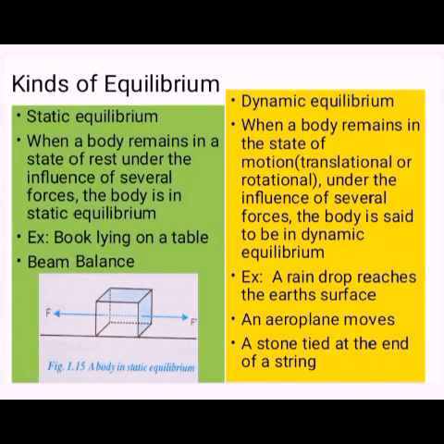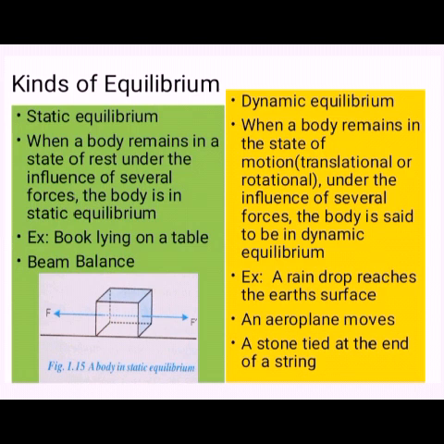Example: a book lying on the table. For static equilibrium, if a book is lying on the table, the weight of the book exerted on the table vertically downward is balanced by an equal and opposite force of reaction exerted by the table on the book vertically upward. Thus, the book is in static equilibrium. In a beam balance also, when a beam is balanced in a horizontal position, the clockwise moment of force due to the object on the right pan balances the anti-clockwise moment of force due to the weight in the left pan. The beam has no rotational motion, so it is in static equilibrium.